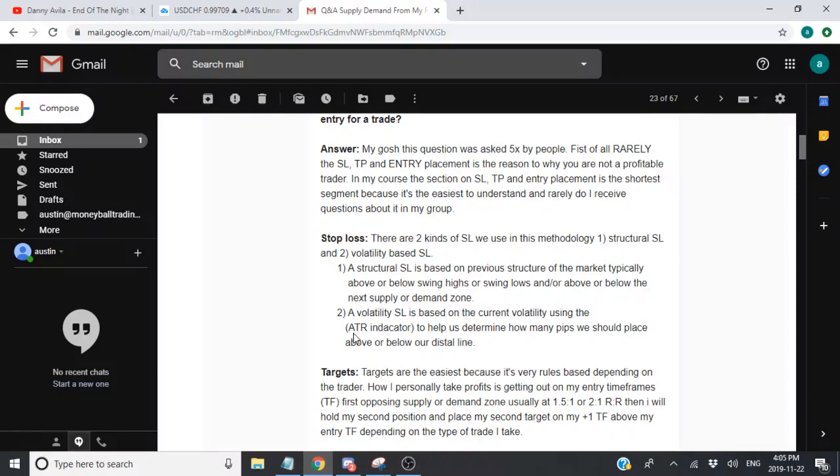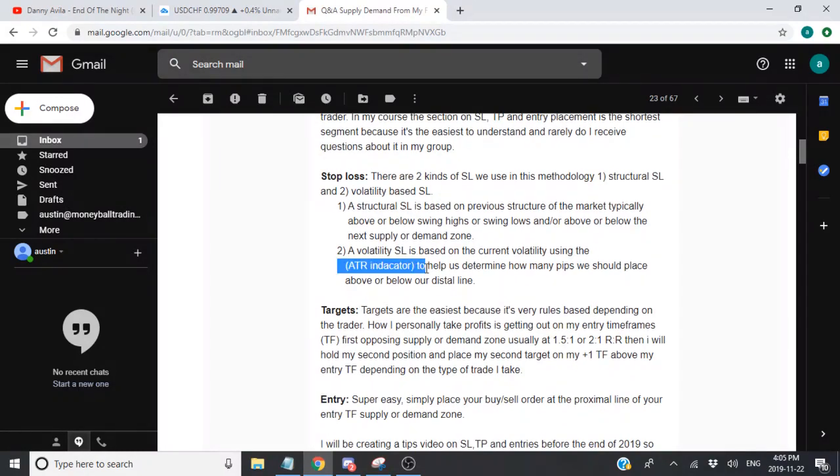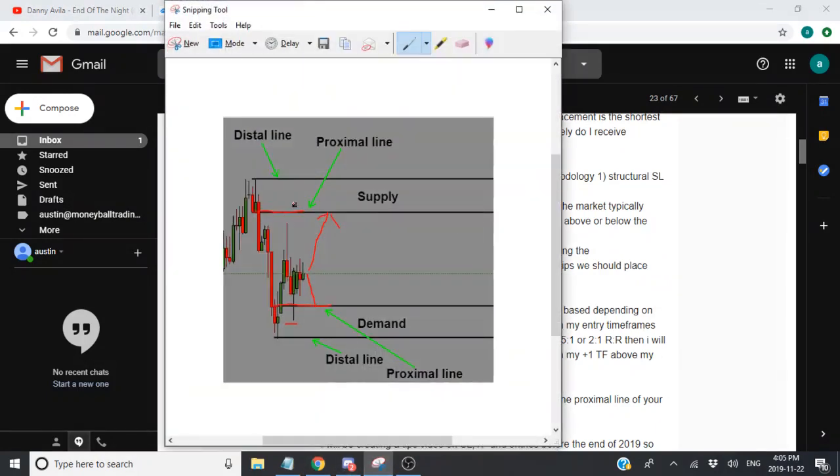The next one is your volatility-based stop loss. If you want, you could use the average true range to determine your volatility over the last couple of days. This will help us determine how many pips we should place above or below our distal line. So remember, if we go back to this picture, if we're selling, our stop loss has to go above here, and our stop loss for demand has to go down here.